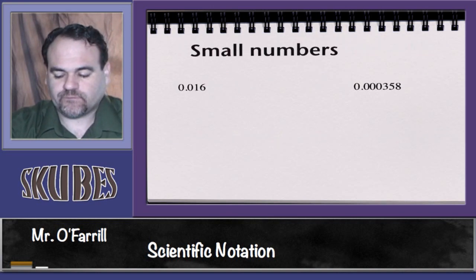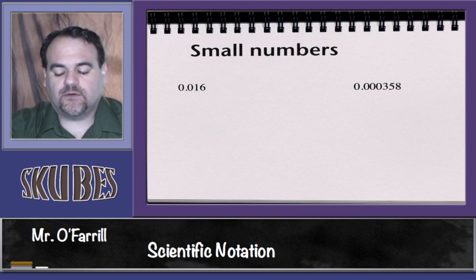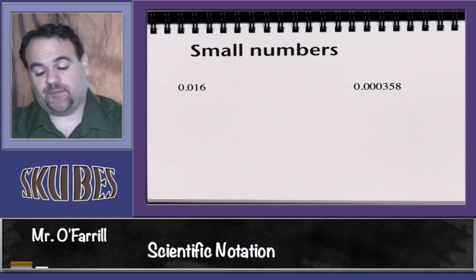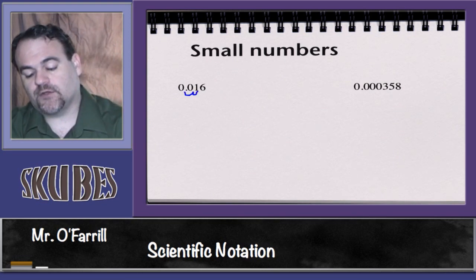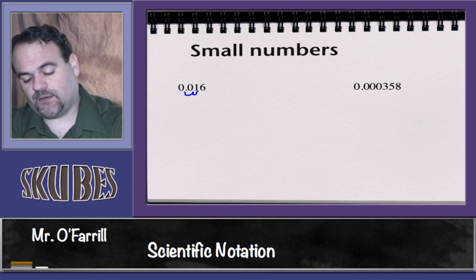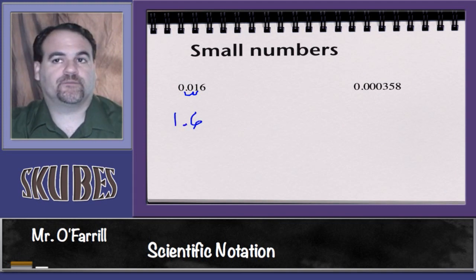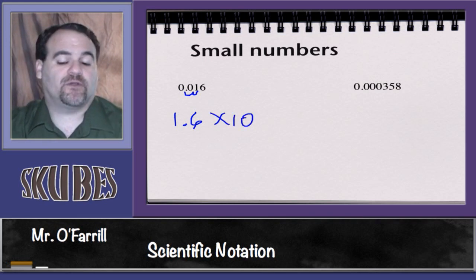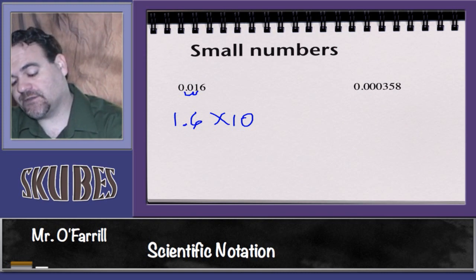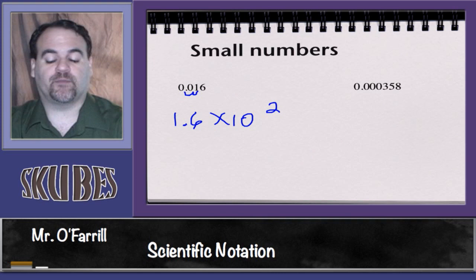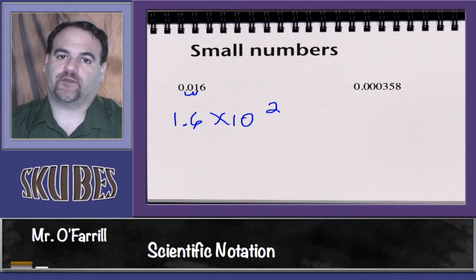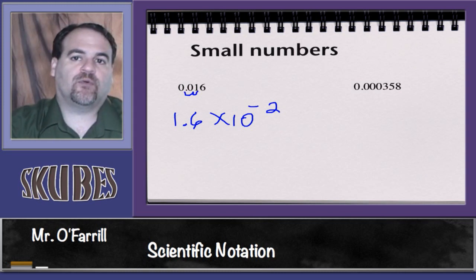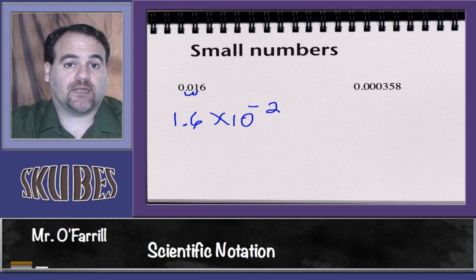So let's do some small numbers. We have 0.016. The number that this can become with 2 hops to the right is 1.6 times 10 to the, how many hops were there? There were 2 hops. But is the real number bigger than 1.6 or smaller than 1.6? It's smaller. So we'll continue with those negatives. It's 1.6 times 10 to the negative 2nd power.